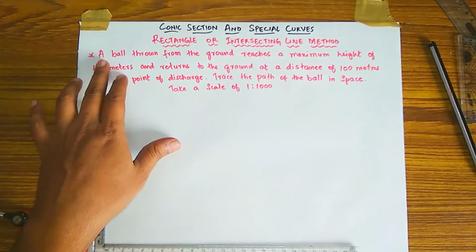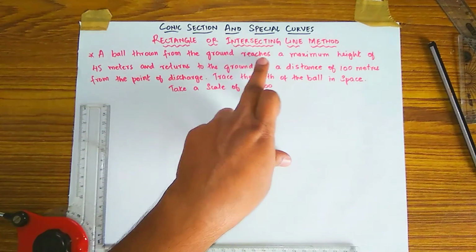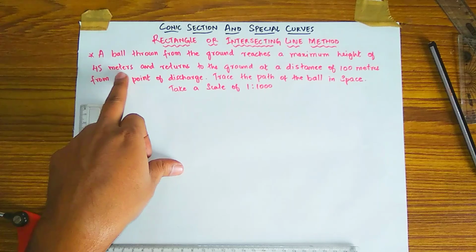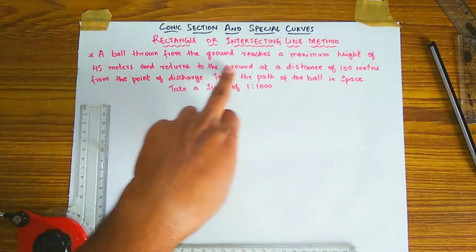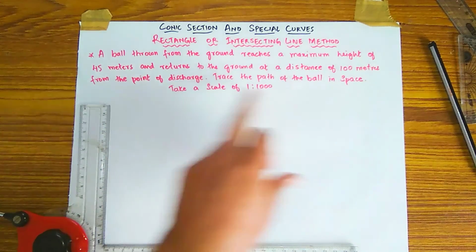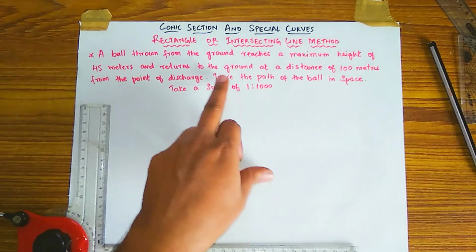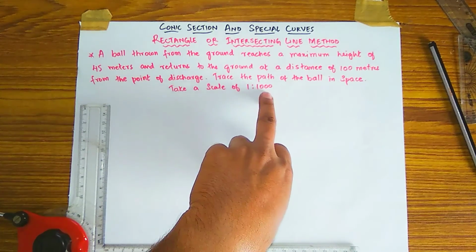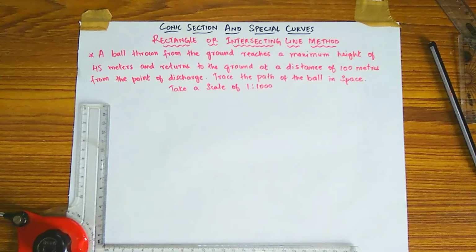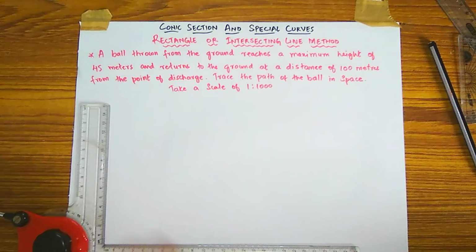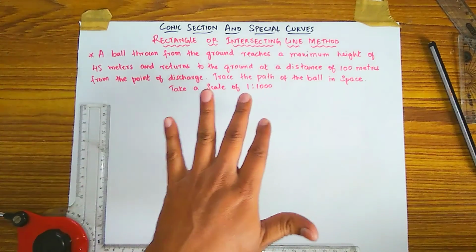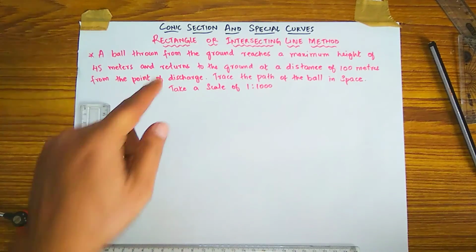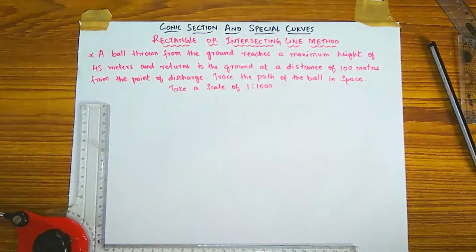A ball thrown from the ground reaches a maximum height of 45 meters and returns to the ground at a distance of 100 meters from the point of discharge. Trace the path of the ball in space. Take a scale of 1:1000. In this question he doesn't say what to draw, whether ellipse, parabola or hyperbola. So I am going to explain what you have to draw by this rectangle or intersecting line method.